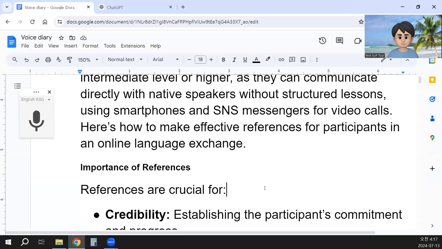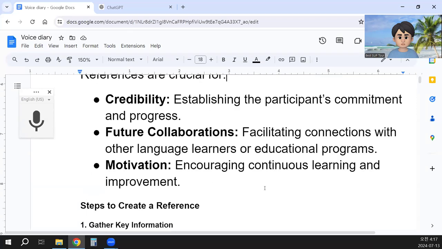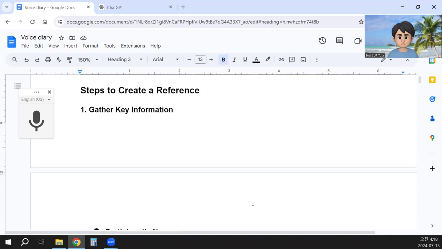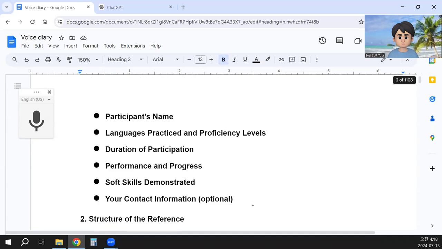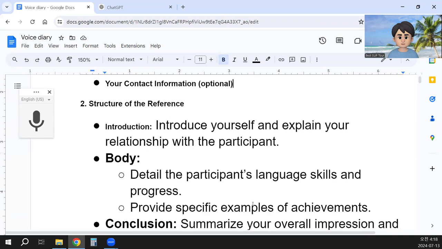Importance of reference. References are crucial. Credibility, establishing the participant's commitment and progress. Future collaboration, facilitating connection with other language learners or educational programs. Motivation, encouraging continuous learning and improvement. Steps to create a reference. Gather key information: participant name, language practiced and proficiency level, duration of participation, performance and progress, and your contact information, optional.